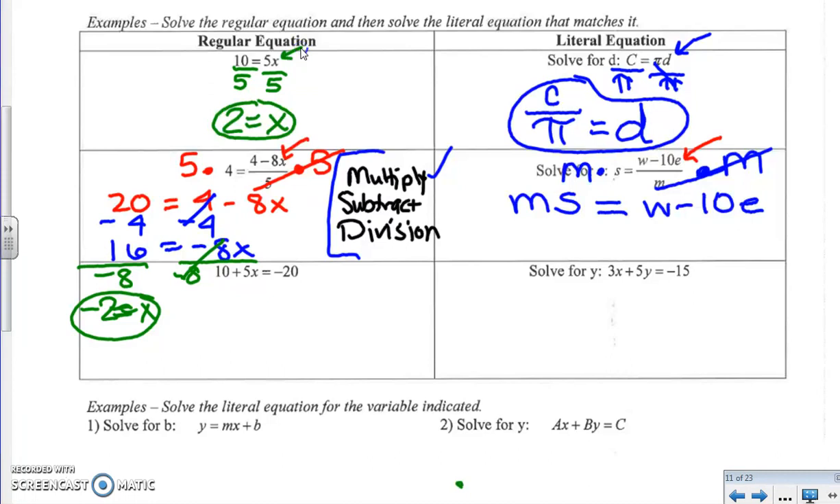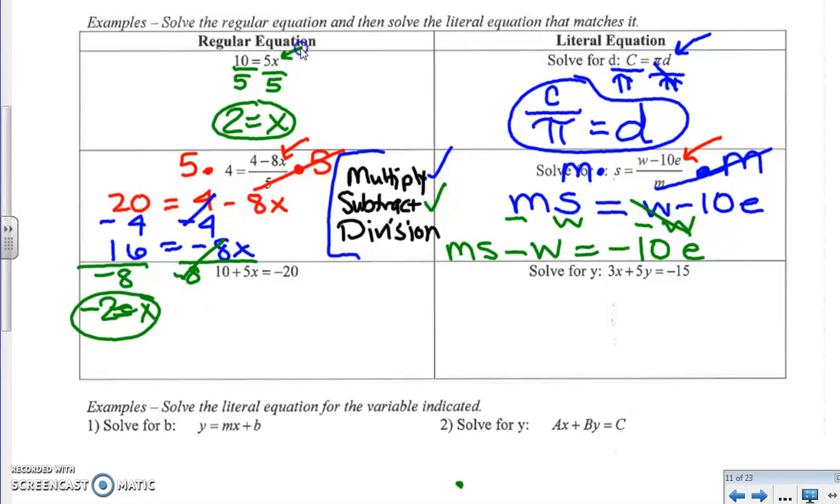Now we want to use subtraction because we need to move this w away from the e. Since w is positive, subtract it from both sides. W is not the same variable as ms, so it's going to stay as a formula, ms, still multiplied by each other, minus the new w, equal to negative 10e. So everything from the right side is just moving over with the opposite operation to the left side. So we got rid of the positive w by subtracting it away.